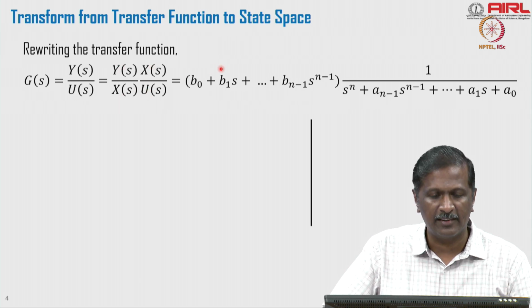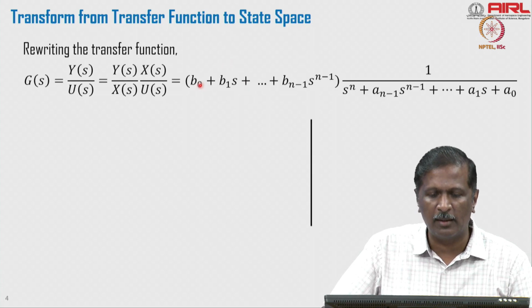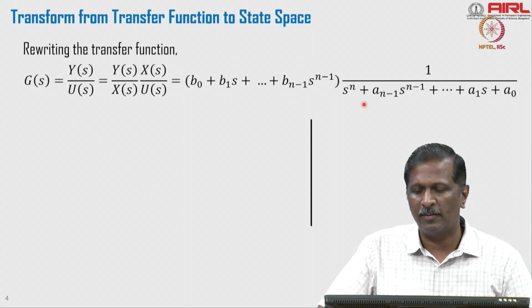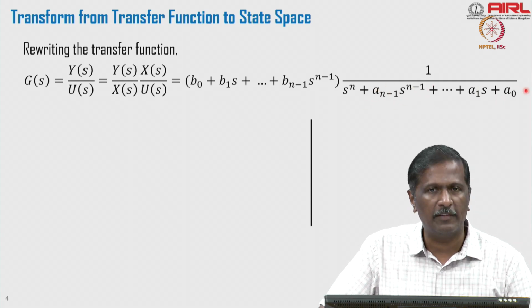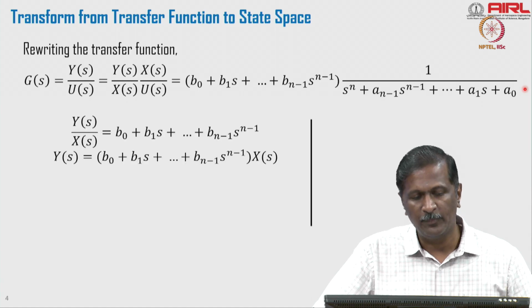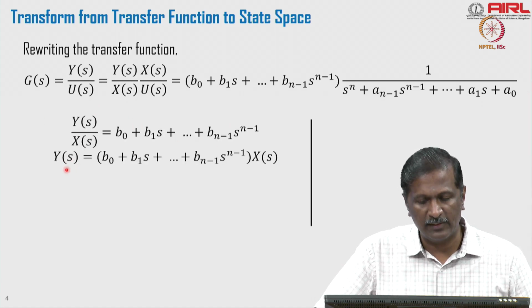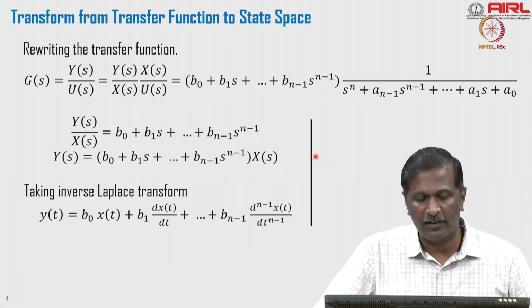I can rewrite, so Y(s)/X(s) is nothing but the numerator term of the transfer function divided by 1. And then X(s)/U(s), I can write as 1 divided by s^n + a_{n-1} s^{n-1} all the way to a_0. So Y(s)/X(s) is this, then Y(s) is nothing but this particular term into X(s).